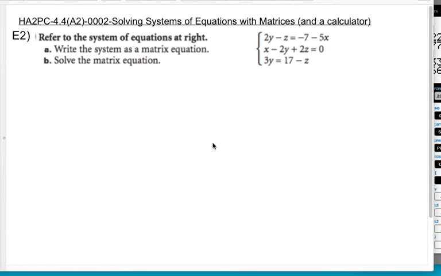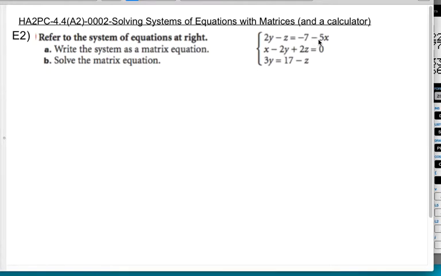All right, this is Honors Algebra 2 Pre-Calc, and we are doing 4.4, which is solving systems of equations with matrices and a calculator, and we're going to go ahead and proceed with example 2. So we have the system here, right? It's a hot mess. It's completely out of order. We're asked to write this as a matrix equation and then solve the matrix equation.